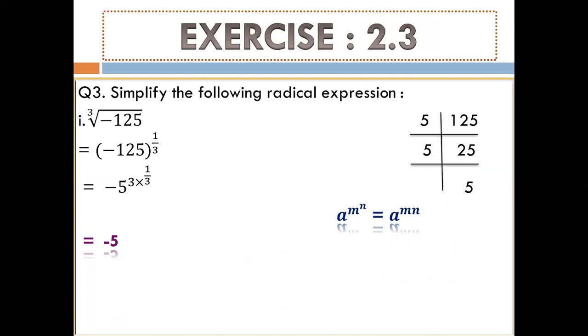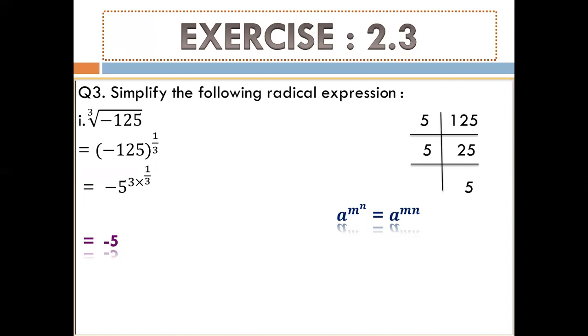Question number 3. Simplify the following radical expressions. For every question we will find the prime factors, and then according to the power we will simplify them. The first is 125. You see that we find the prime factors of 125. There are three fives. We can write the cube root of minus 125, and convert it into exponential form, power 1 by 3.